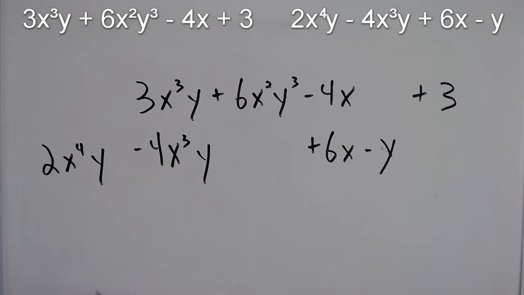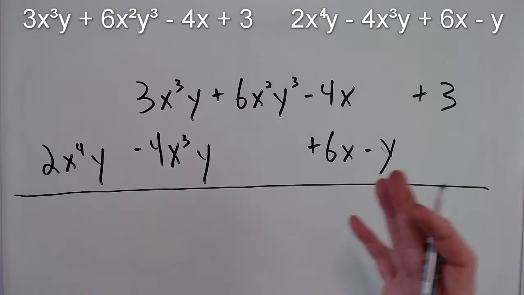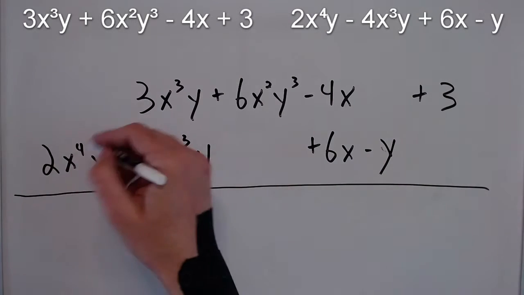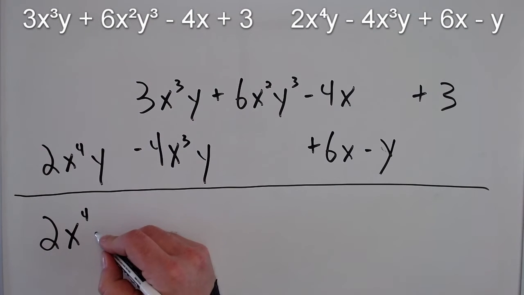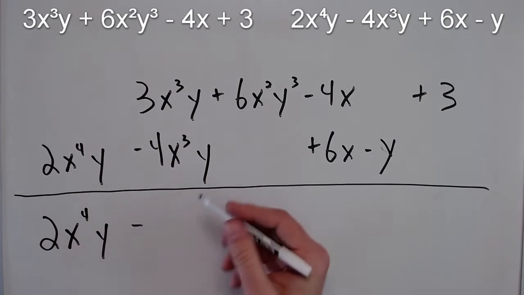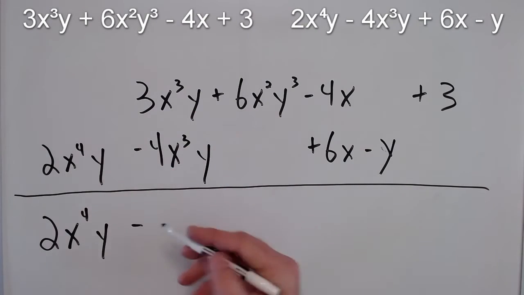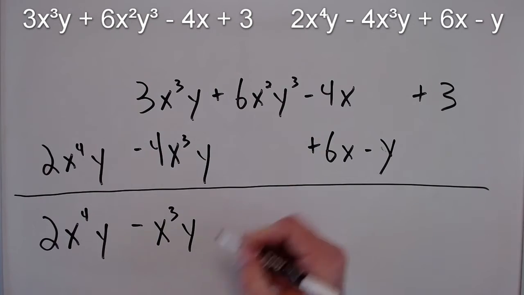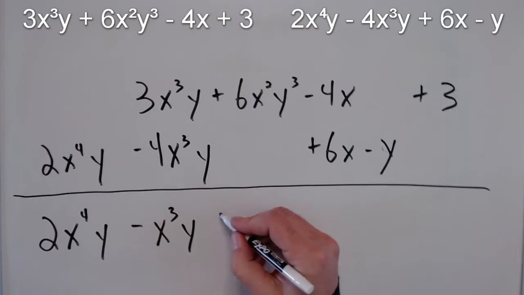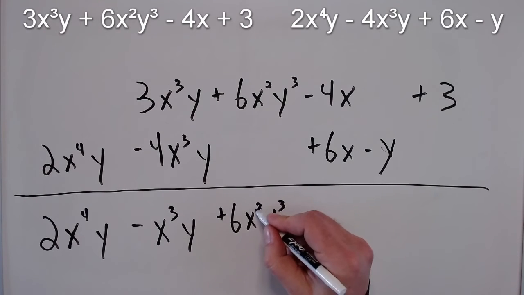Minus y. So what I've done is I've aligned the like terms. So we can just make a huge problem out of this. And huge, I mean size, not in complexity. So there are no like terms, so this just comes down to x to the fourth y. Minus, okay, so we have 3x cubed y minus 4x cubed y. So this gives us minus 1x cubed y. This comes down. There are no like terms to combine, so it's just 6x squared y cubed.